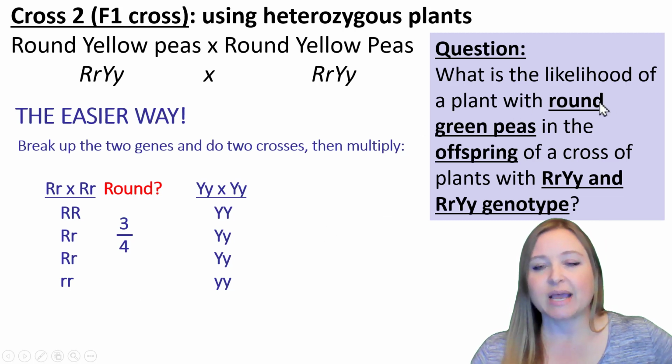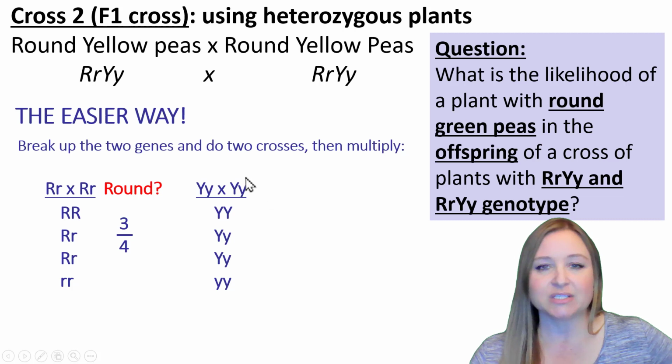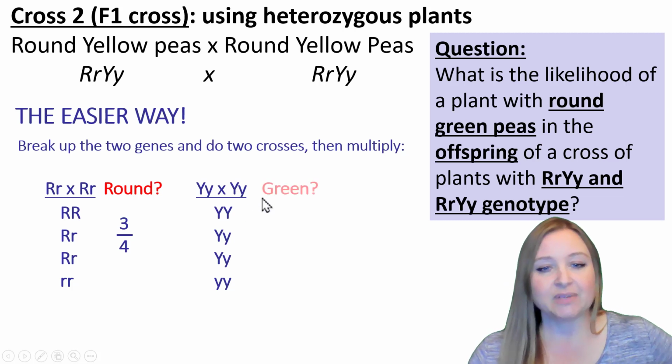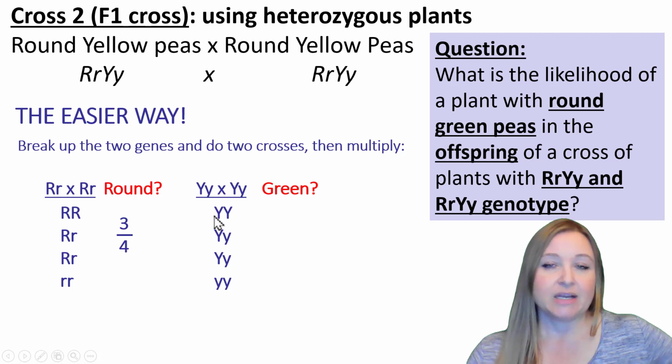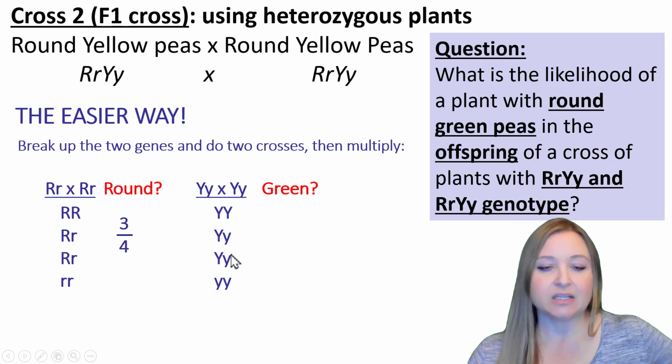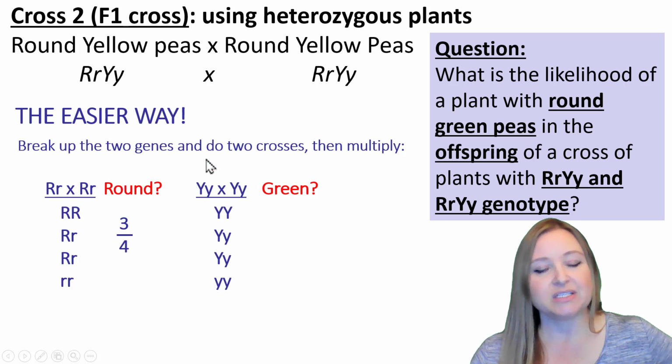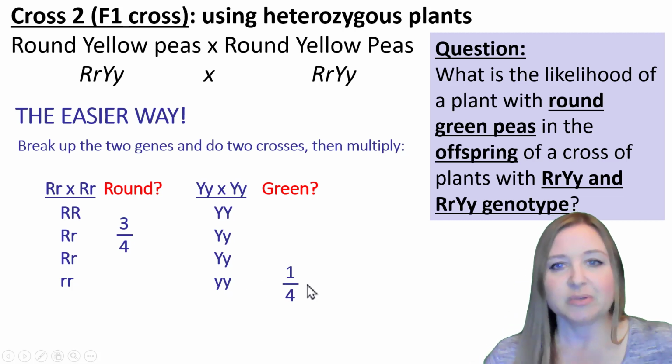Now, our question said round green peas. Green or yellow is the other allele that we're looking at. So what's the possibility of having an offspring with green peas? Okay, now yellow's dominant, so big Y is going to be yellow. Big Y, little y is going to be yellow. And little y, that's going to be green. So we have yellow and green. Those are the possibilities for the color allele of these peas. Yellow, green. That means we're looking for green. That's 1 out of 4. It's going to be green.